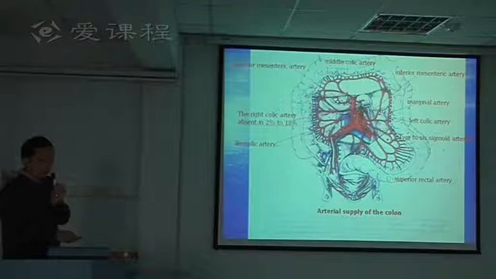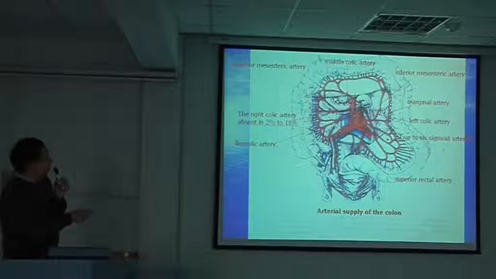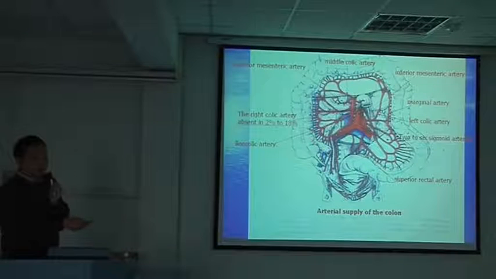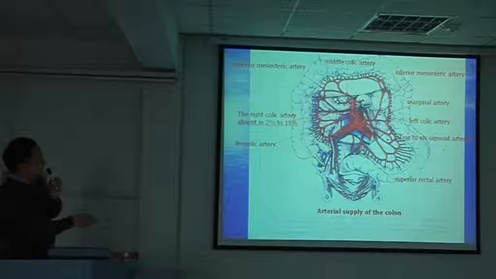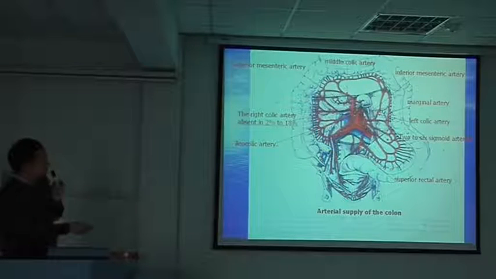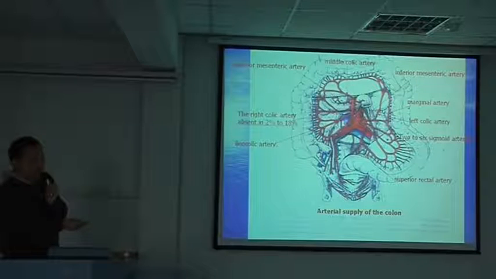And this is the arterial supply of the colon. Do you know which artery this is? This one, SMA, is called the superior mesenteric artery. This is one of the two major blood supplies. From this SMA there are three different branches. One is the ileocolic artery, the main branch. And this is the right colic artery, which is absent in 2% to 18% of patients. So in some patients you cannot find this artery.